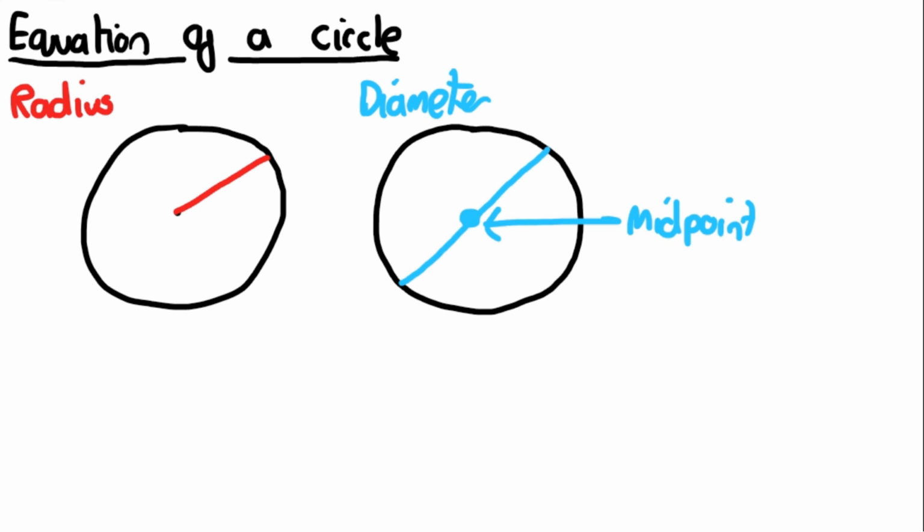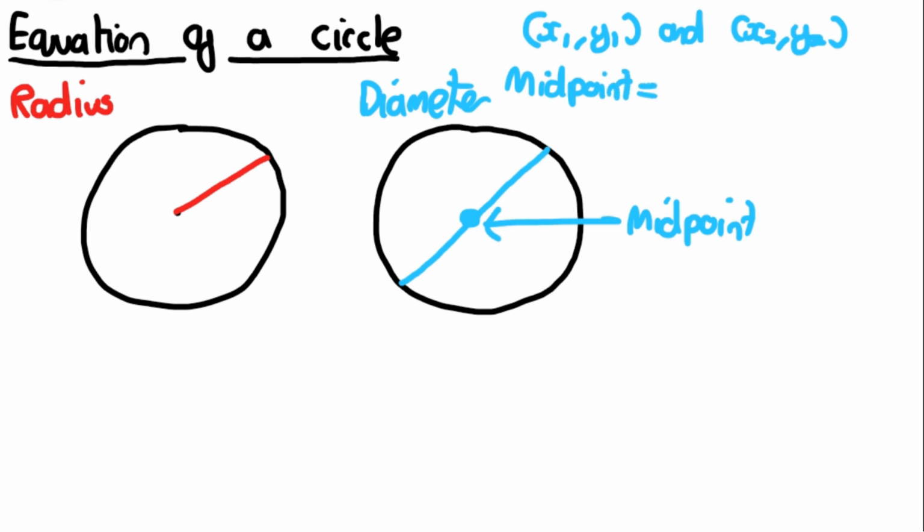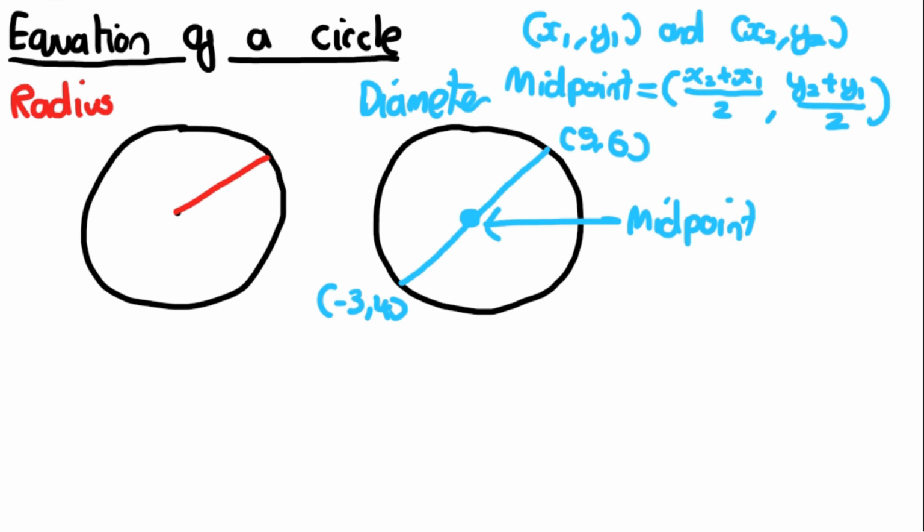So for the points x1, y1, and x2, y2, the midpoint of these 2 points has x coordinate x2 plus x1 over 2, and y coordinate y2 plus y1 over 2, if you sub those values in. Let's do an example. Let's say the 2 points on the circumference are -3, 4, and 5, 6.